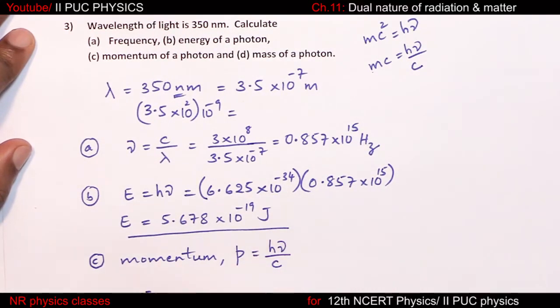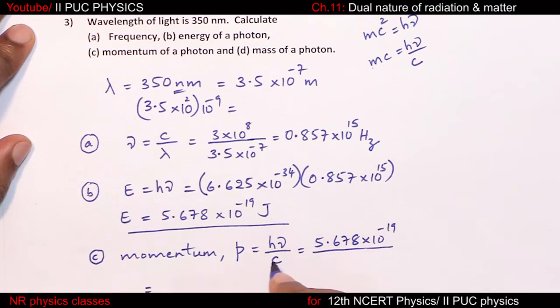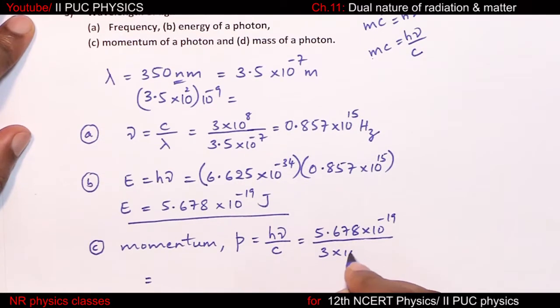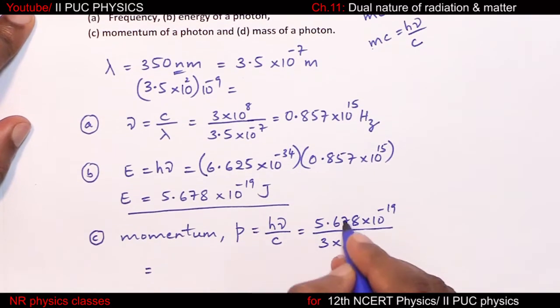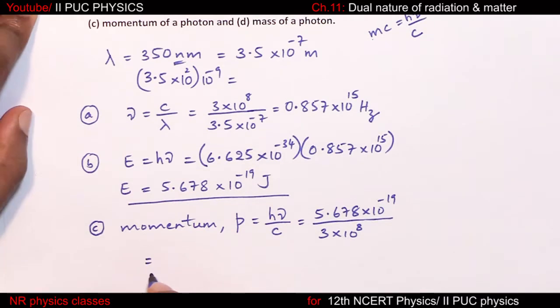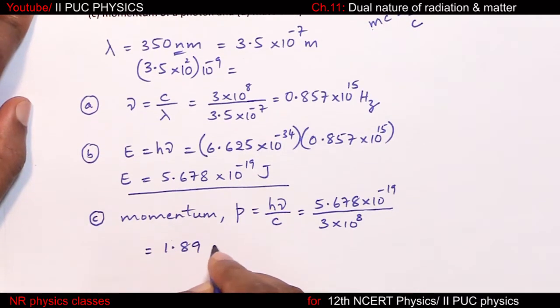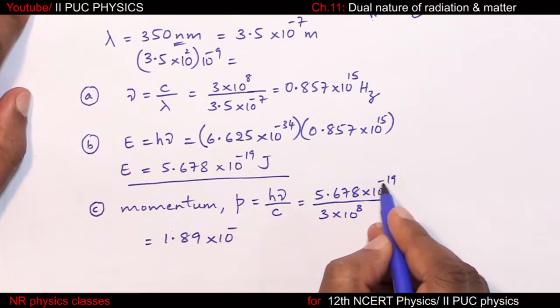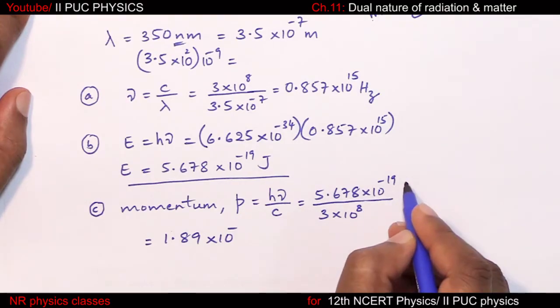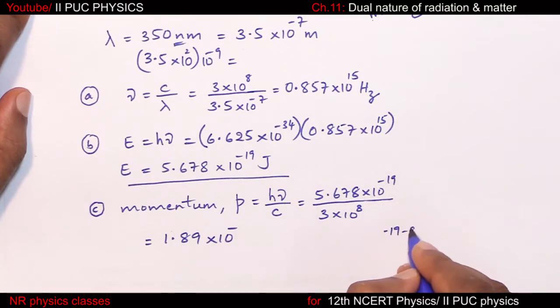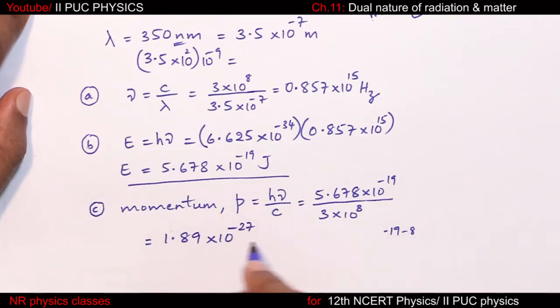h nu is energy. That energy is 5.678 × 10^-19 by speed of light in vacuum 3 × 10^8. So this ratio gives 1.89 × 10^-19. 8 goes to numerator, minus 19 minus 8 is minus 27. Since it is momentum, kg meter per second.